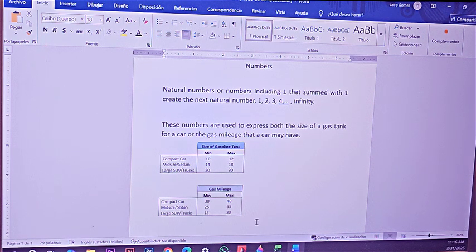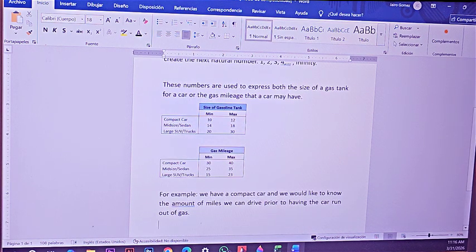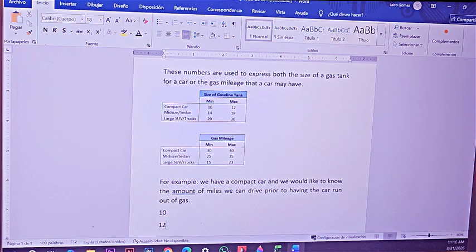So for instance, for example, we have a compact car and we would like to know what the amount of miles we can drive prior to having the car run out of gas. So in this case, for the compact car, it has a tank of either 10 or 12 and a gas mileage of either 30 or 40.